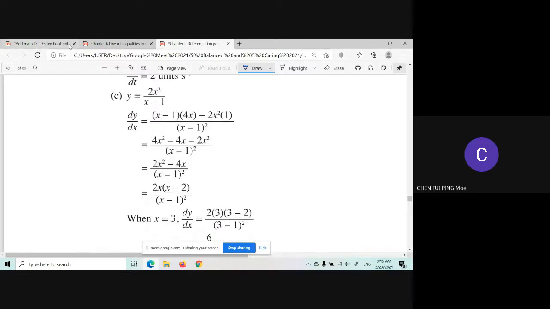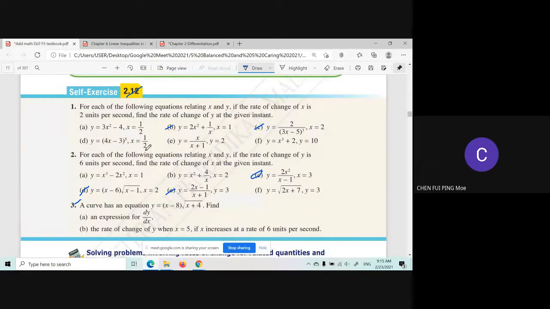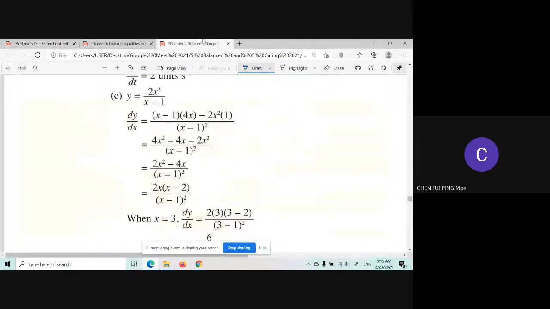The question looks like this. For each of the following equations relating x and y, if the rate of change of y is 6 units per second, so dy/dt, if they didn't say increase or decrease, usually it is increase. Sometimes they will say melt, leaking, like that, so you need to read the question. So find the rate of change of x, meaning find dx/dt.